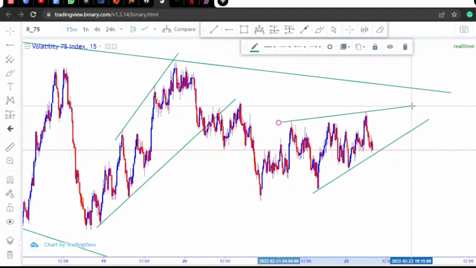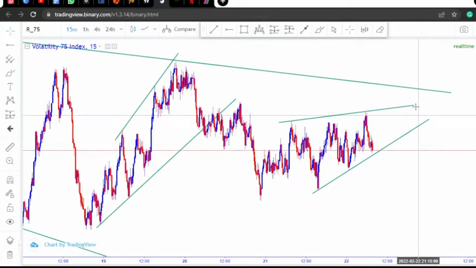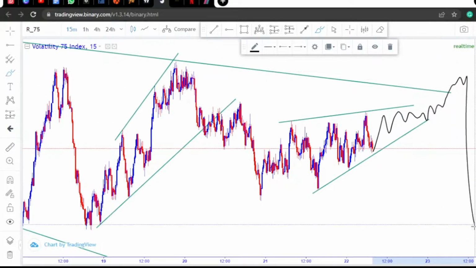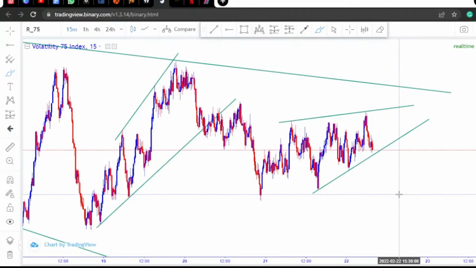You can see that this is also a contraction channel. It's consolidating and contracting, perhaps before it does this, and then goes down. So thank you, guys. That's what I'm looking for on these two indexes, V75 and V75 (1s).